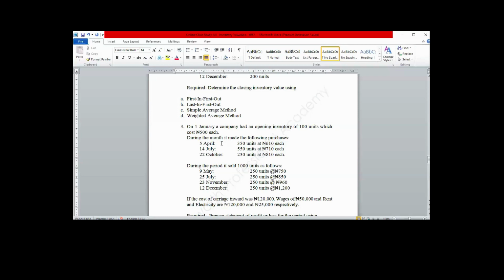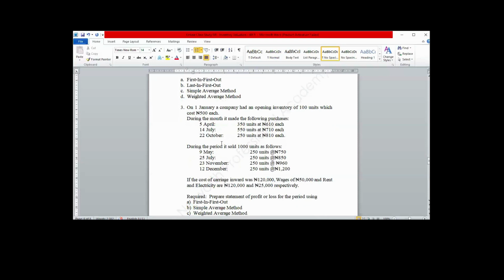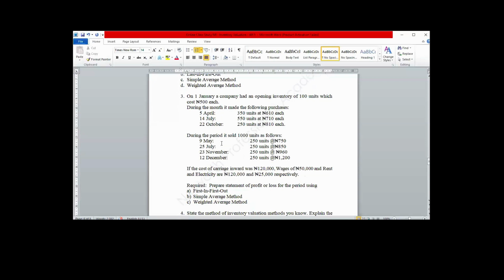Now, if the cost of carriage inward was 120,000, wages 50,000, rent and electricity are 120,000 and 35,000 respectively. Required: prepare statement of profit or loss for the period using first in, first out, simple average method, weighted average method. But in the process, I will also do LIFO here. Is that clear? Yes, sir.